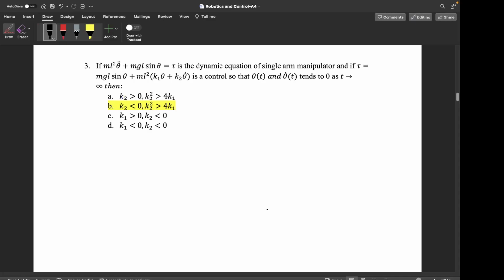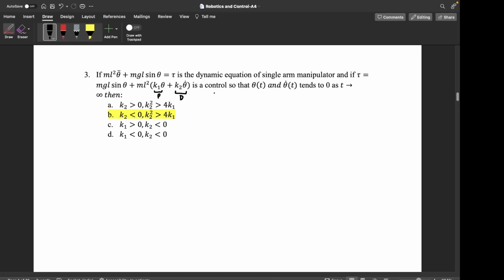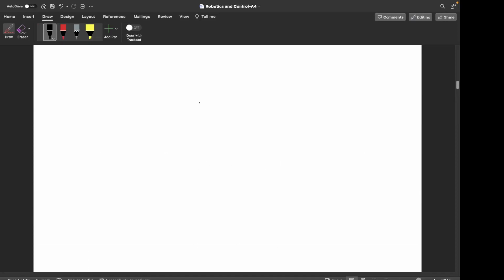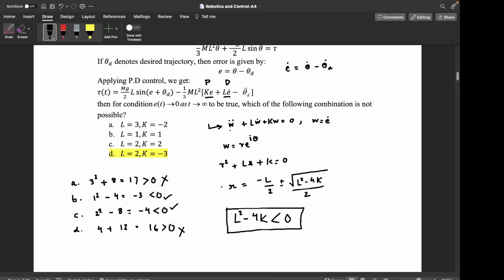Yeah, so the next question is also similar. Again there is an equation of motion, right? And we apply a PD control here also. You can clearly see the P term here, right, and the D term here. Again we want that same behavior, that theta and theta dot should tend to 0 as t tends to infinity. Then we have to find conditions on values of k1 and k2. So again we would go by the same approach. We would again start off from here only, right?